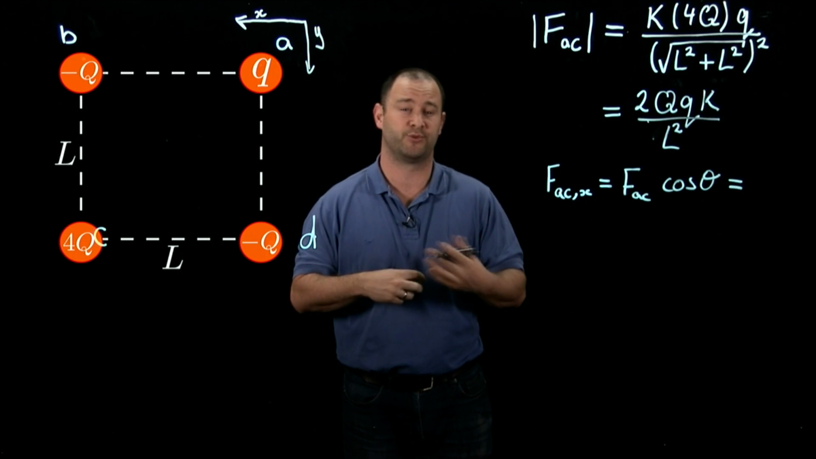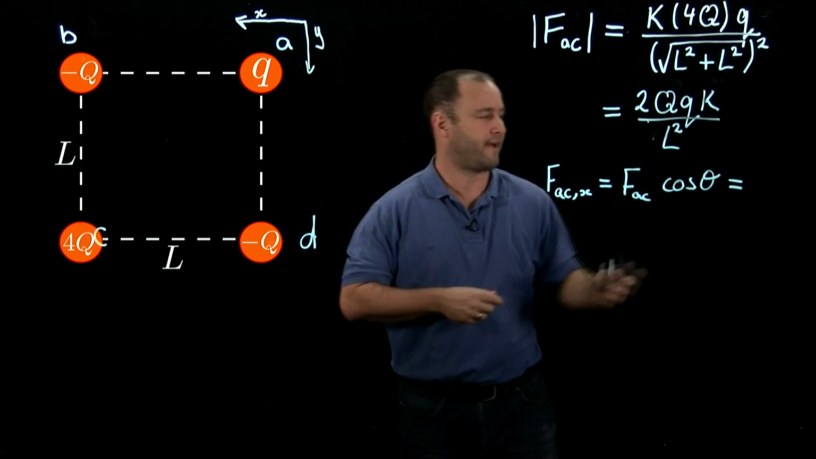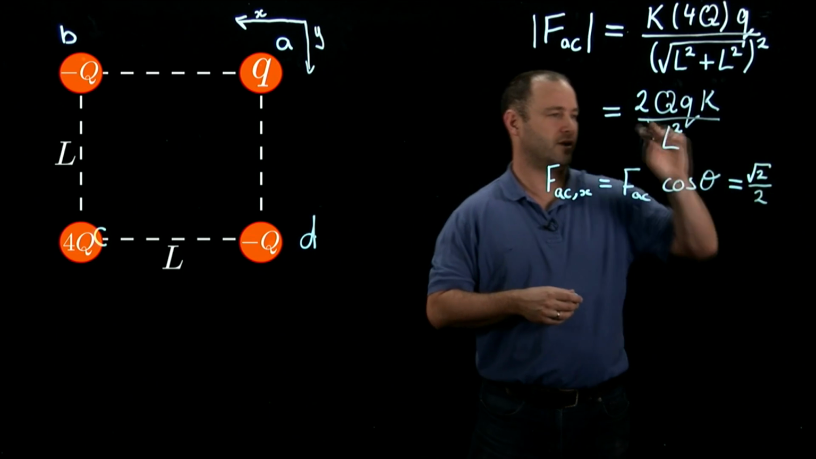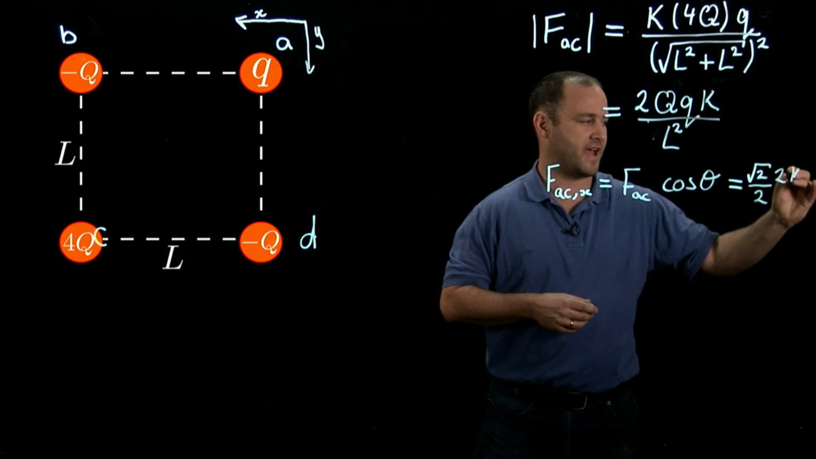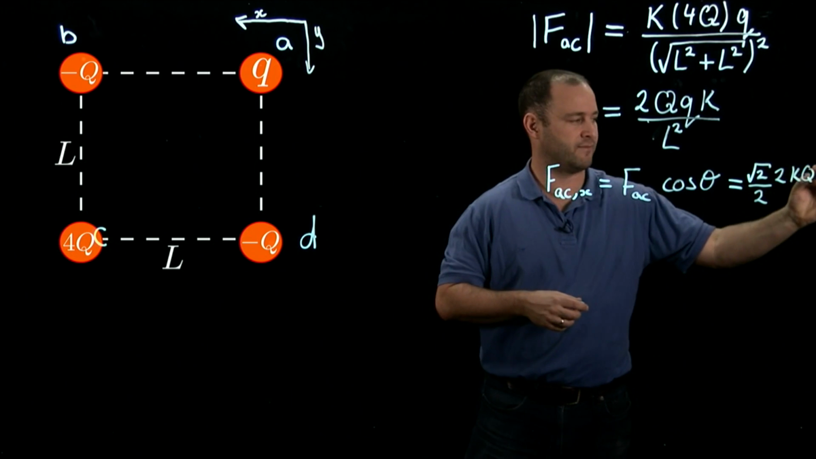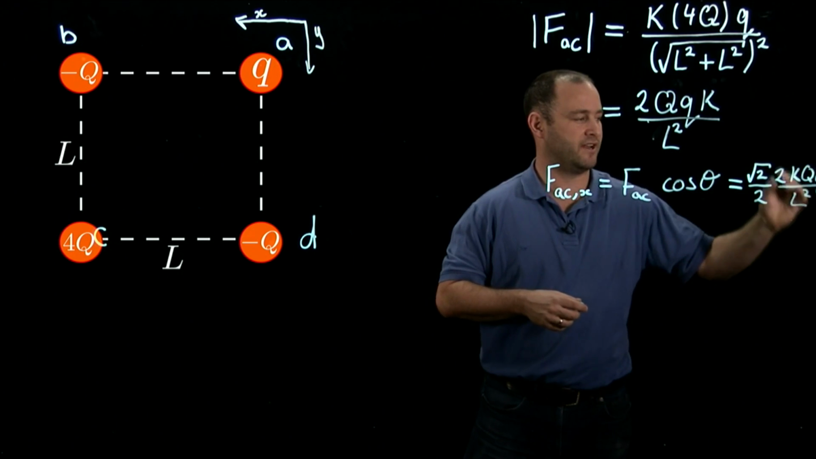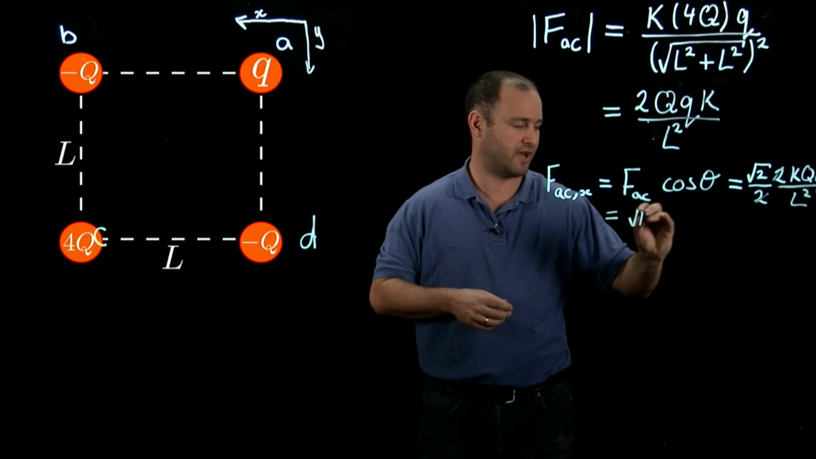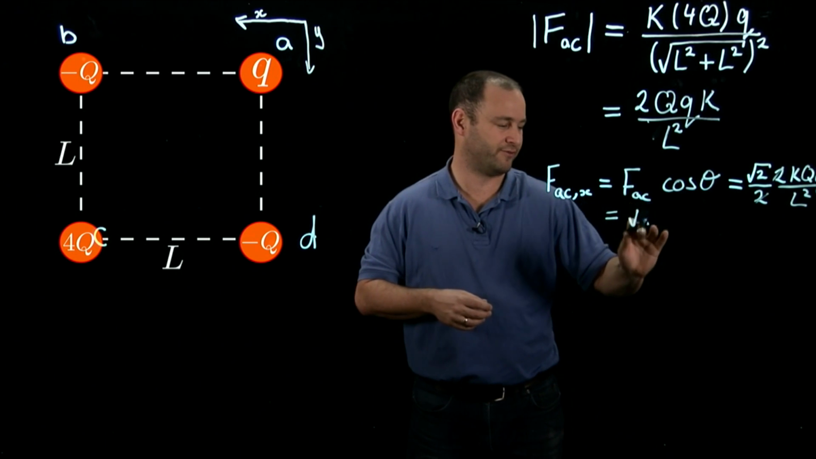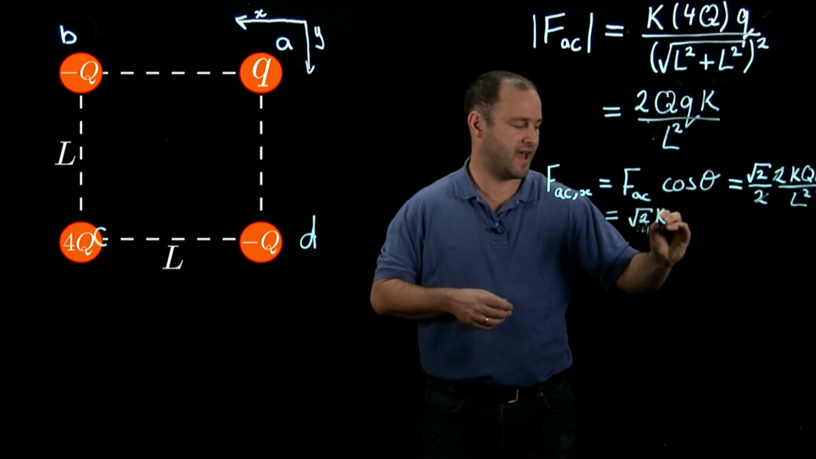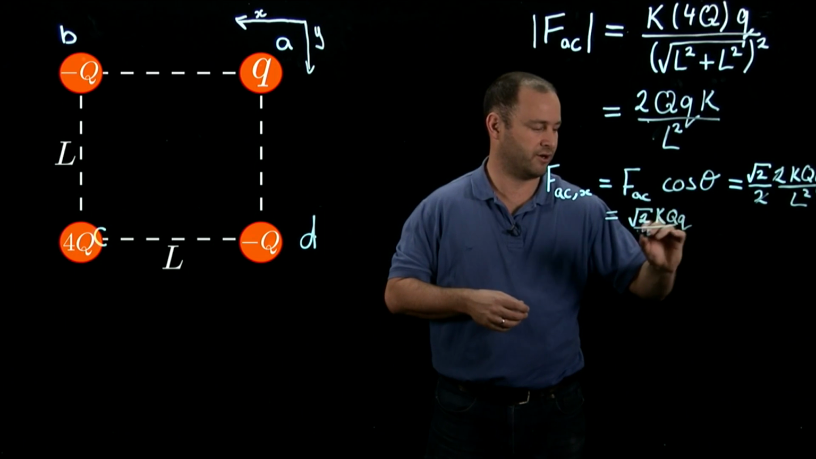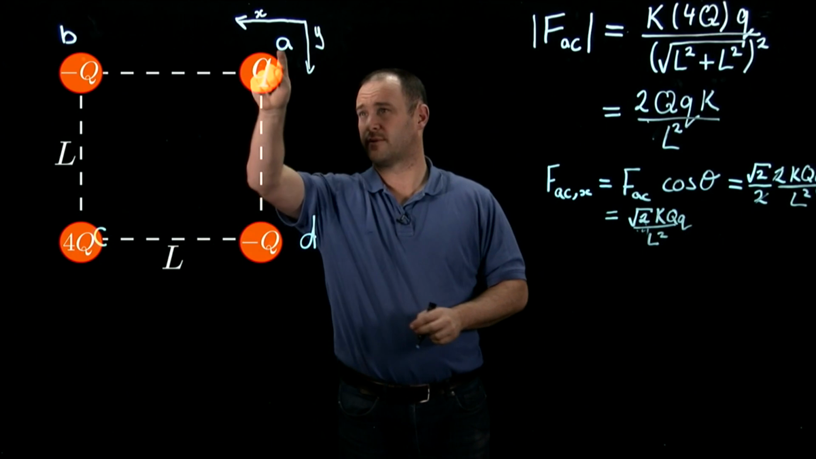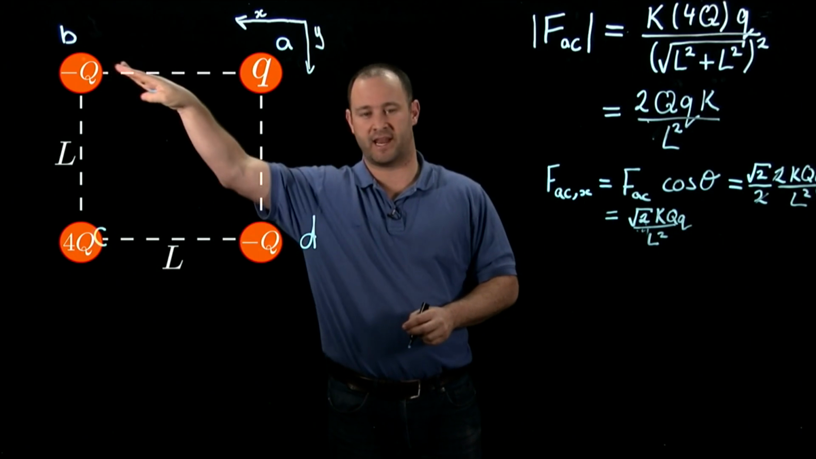Cosine of 45 degrees is root 2 on 2. So this introduces another factor of root 2 on 2. So I get root 2 divided by 2 multiplied by this 2kq on L squared. Am I going off the screen? Maybe. My 2's cancel. And I end up with just square root of 2 k big Q little q on L squared. Great. So this is the force on A from C, just in that x direction.